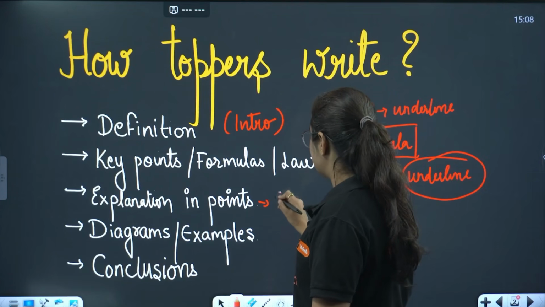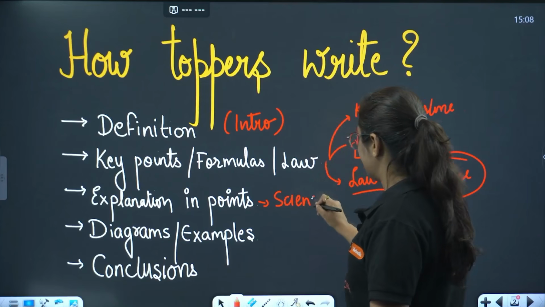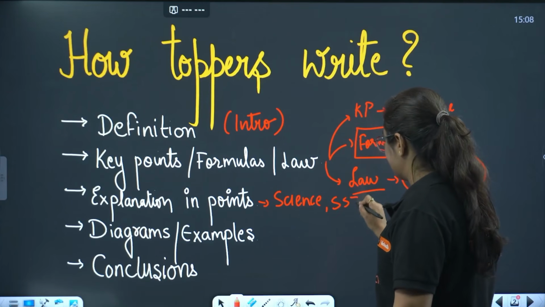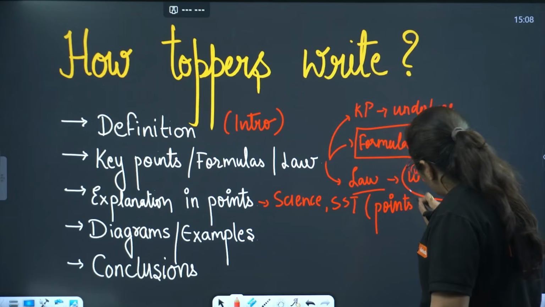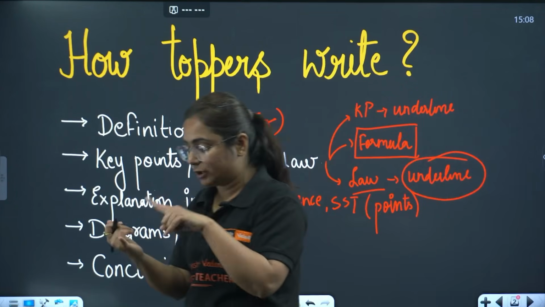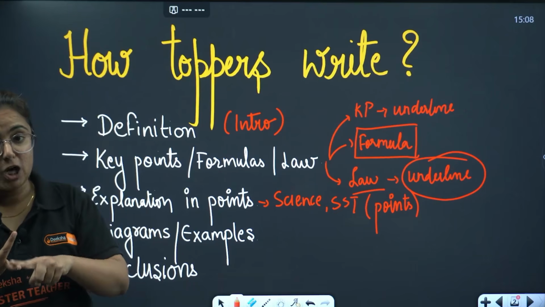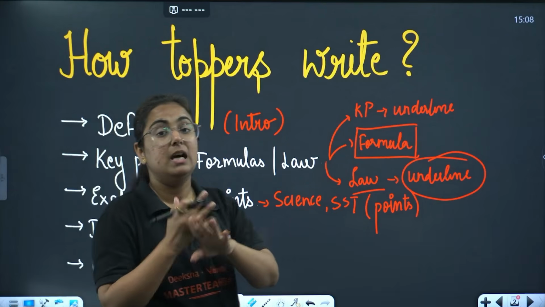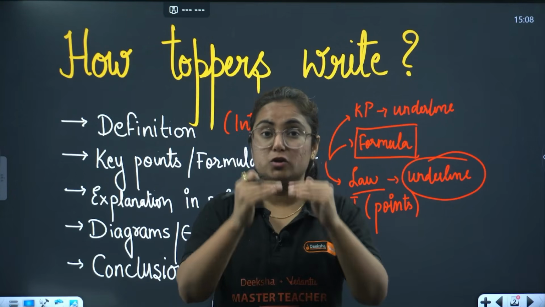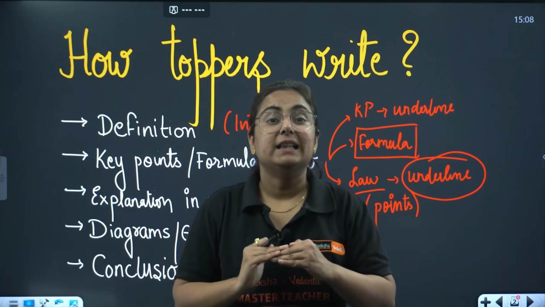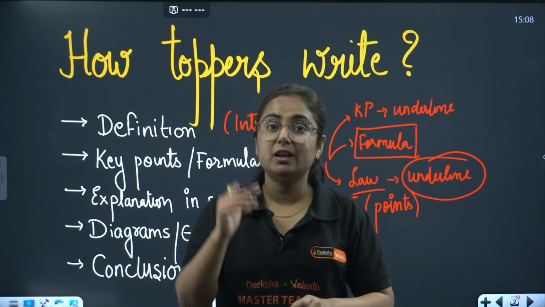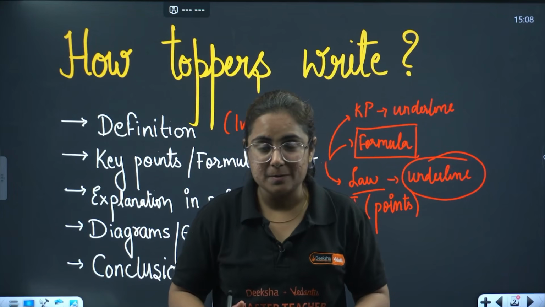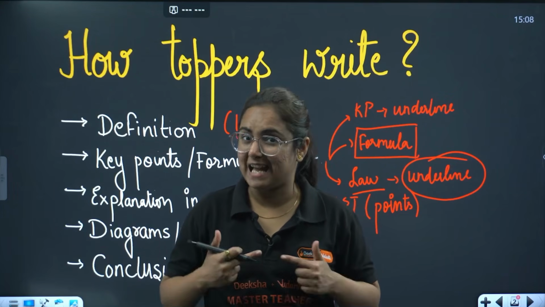Either it is science or it is SST, your explanation should be in points. Whatever it is, if it is a 2-marker, 3-marker or 5-marker question, write in points, and the points should not be repetitive. The examiner is not dumb, right? The examiner always knows your tactics and catches them easily.